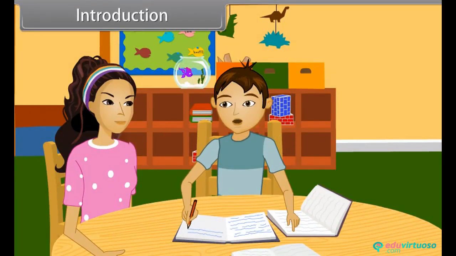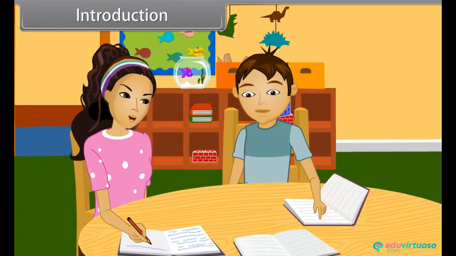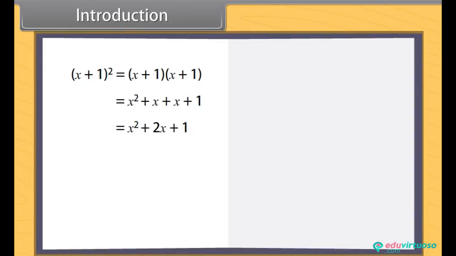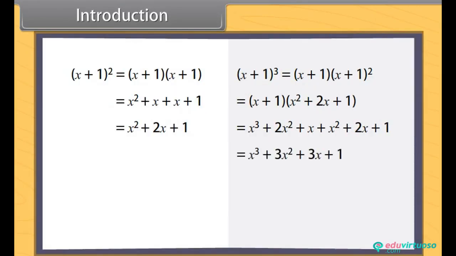Hey Suman, can you help me in expanding these expressions? Yes, sure. Show me. When we expand (x+1)², we get x² + 2x + 1. And when we expand (x+1)³, we get x³ + 3x² + 3x + 1.